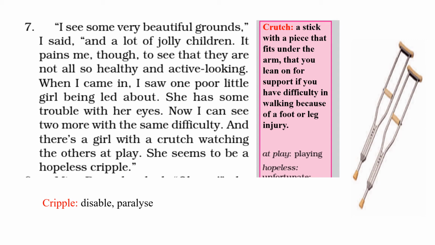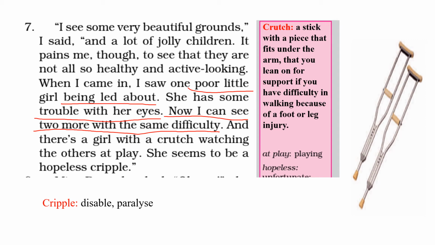Now further the narrator tells us that when he entered the school, he saw a poor girl who was led about by a boy who was four years younger than her. He was helping the girl to move around in the garden and the playground, because she had some trouble in her eyes. Some bandage was wrapped around her eyes. Further he tells that now he could see two more students in the garden who had the same problem in their eyes. They also had bandages around their eyes.